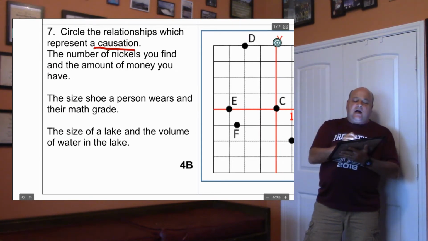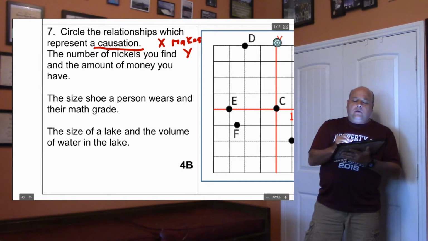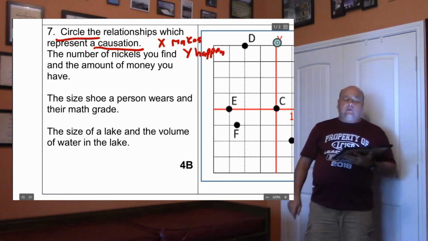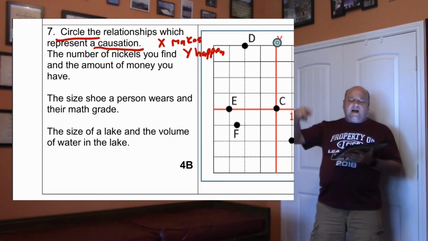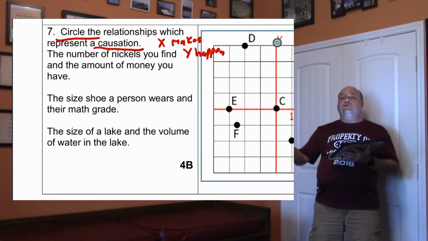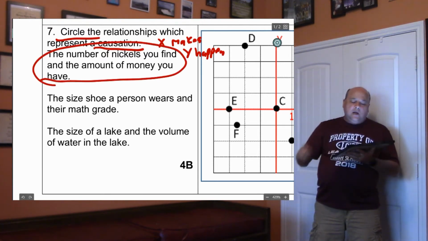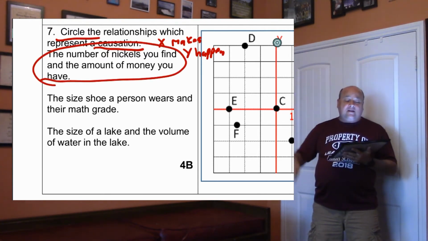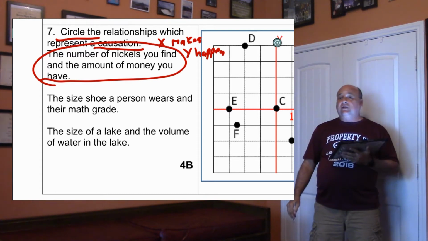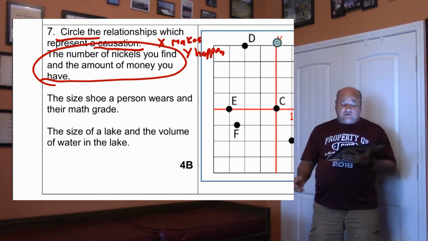Causation means X makes Y happen. If X makes Y happen, I'm going to circle it, okay? The number of nickels you find and the amount of money you have. The more nickels you find, the more money you have. Ding, ding, ding, ding. That's a causation. The size shoe and your math grade. Your shoe size does not impact your math grade. We will not circle it.